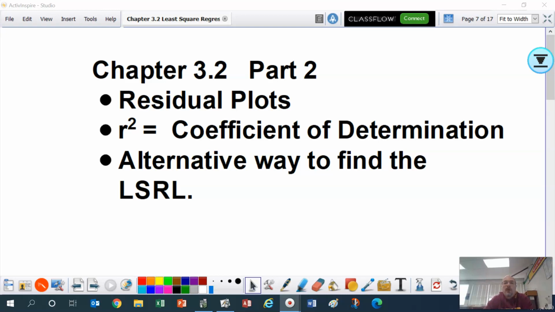Hello, ladies and gentlemen. Welcome back to part 2 of chapter 3.2. Here we're going to talk about residual plots. We just got done talking about residuals. Now we're going to look at residual plots. We're going to look at the R squared on the calculator, which is the coefficient of determination. And we're going to look at an alternative way to find the least squares regression line.